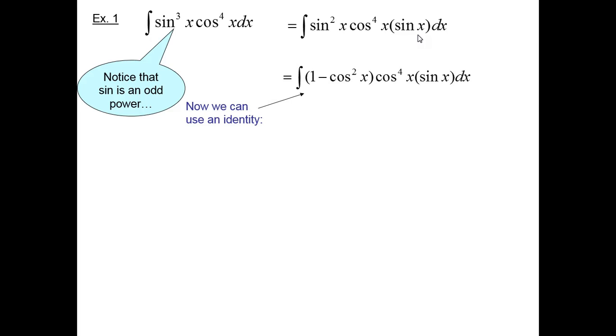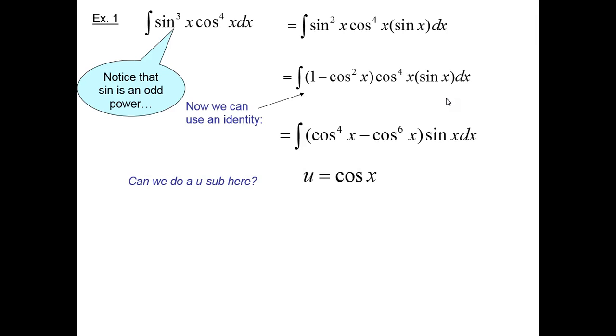Let's use the form of the Pythagorean identity that allows us to rewrite it in terms of cosine. So that sine squared became 1 minus cosine squared x, and we still have the cosine to the fourth and the sine. Then I'm going to just distribute the cosine to the fourth. What I want you to think about here is, is there a u substitution we could make that will make this a little easier problem?